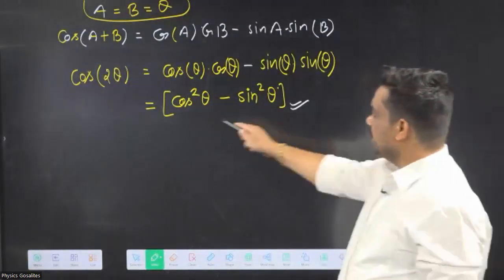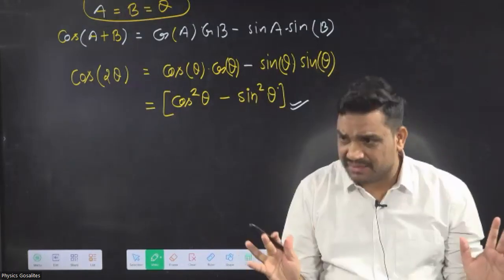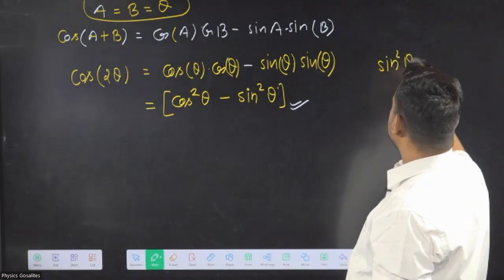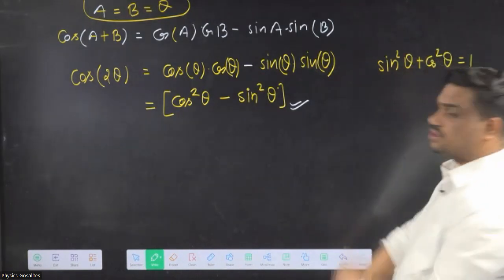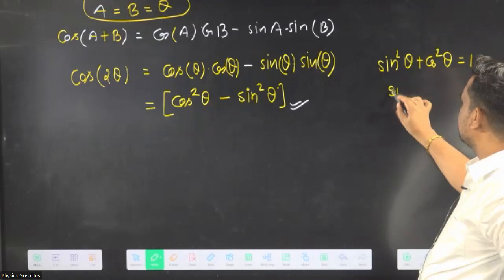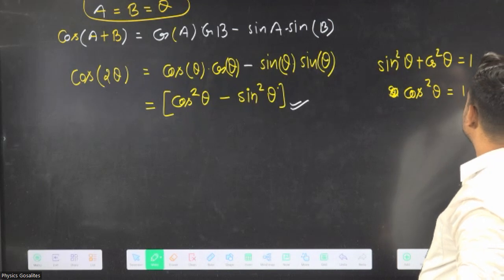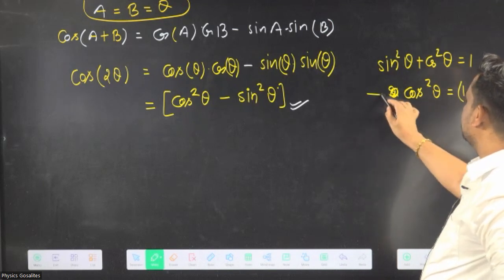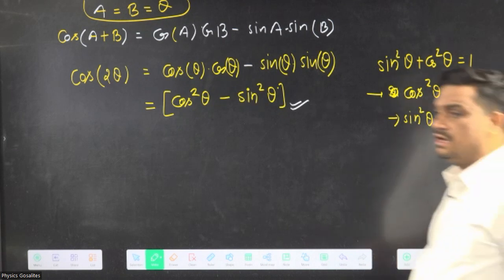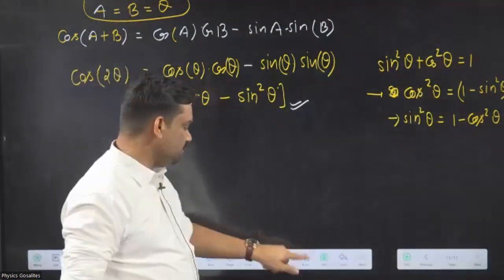Now we got this one here, cos square minus sine square. Of course, proof is not required. I will not ask for the proof. Listen, sine square plus cos square equals 1. So one time I can write sine square, or one time cos square. Cos square theta will be 1 minus sin square theta, and sin square theta will be 1 minus cos square theta, and I will put both of them here.